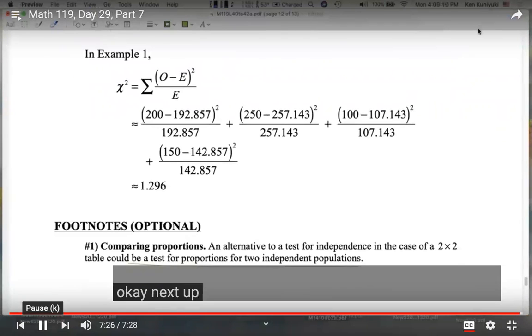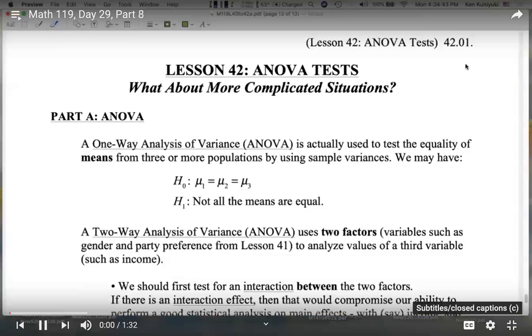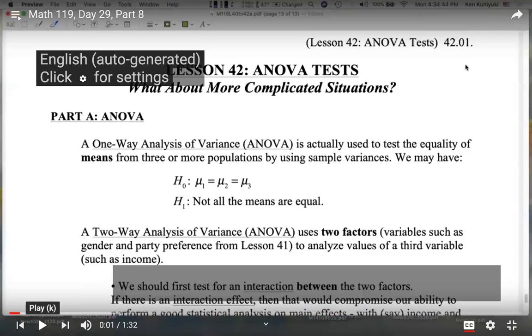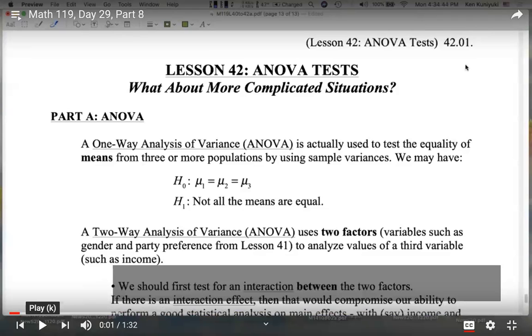Okay, next up, more topics. The next one's a short one. Let me describe where we're at. There are two more lessons for today. For the next one, I'm going to spend a minute and a half on ANOVA. ANOVA, analysis of variance, is a huge topic, and it's optional. There's no required homework on it, but it is part of our curriculum.